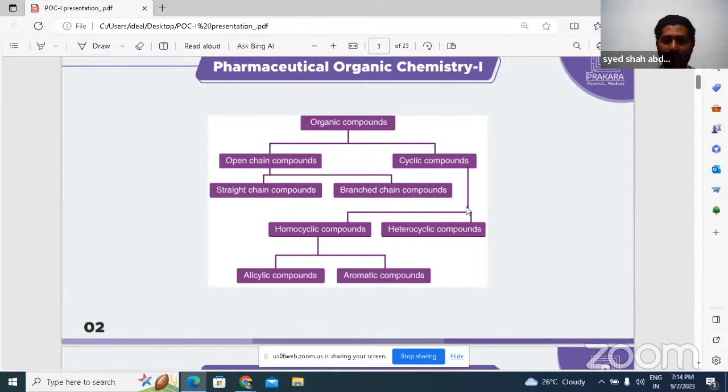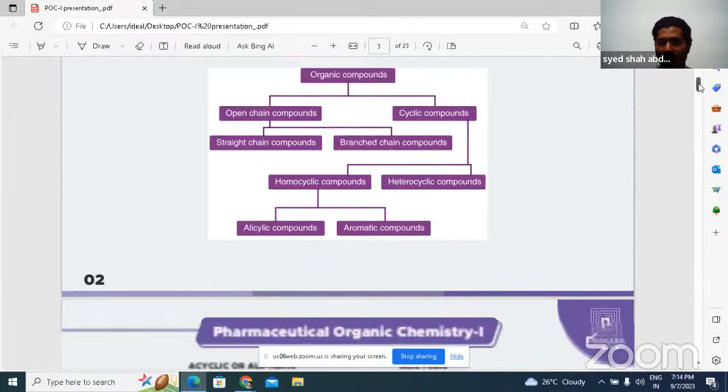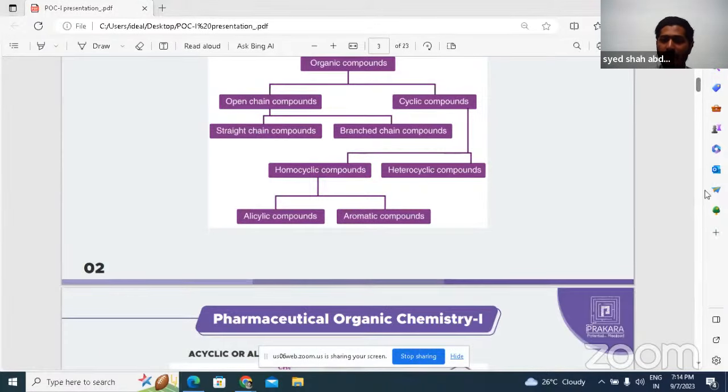Coming to cyclic compounds, they can again be divided into homocyclic and heterocyclic. Homocyclic means such compounds which are having only carbon in the ring. They do not have any other moiety in them, so they are regarded as homocyclic. And heterocyclic, when there is an element other than carbon present in the closed ring, we call them heterocyclic. And alicyclic and aromatic compounds will also be there.